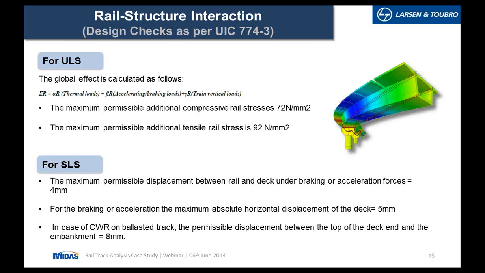For SLS, principal checks are related to deformation, which leads to deconsolidation of ballast and thereby increases the need for maintenance. For our case, when we did the metro project, we did not have to check for SLS cases because this is not relevant for non-ballasted track, and metro projects are all non-ballasted.